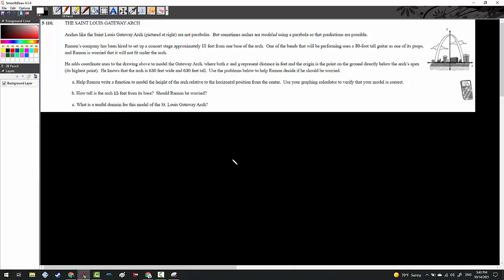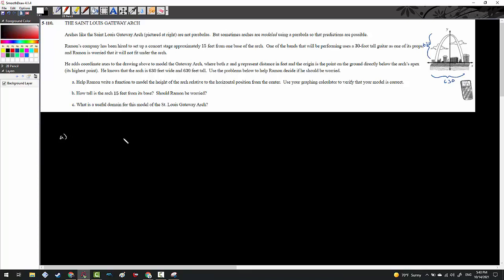So he adds a coordinate axis to the drawing above the model to the Gateway Arch, where both x and y represent the distance in feet, and the origin is directly below the arch's apex. He knows that the arch is 630 feet wide and 630 feet tall. Let's write that down. So this distance here is 630, and we know this distance here is also 630. And so we have to figure out if he should be worried or not.